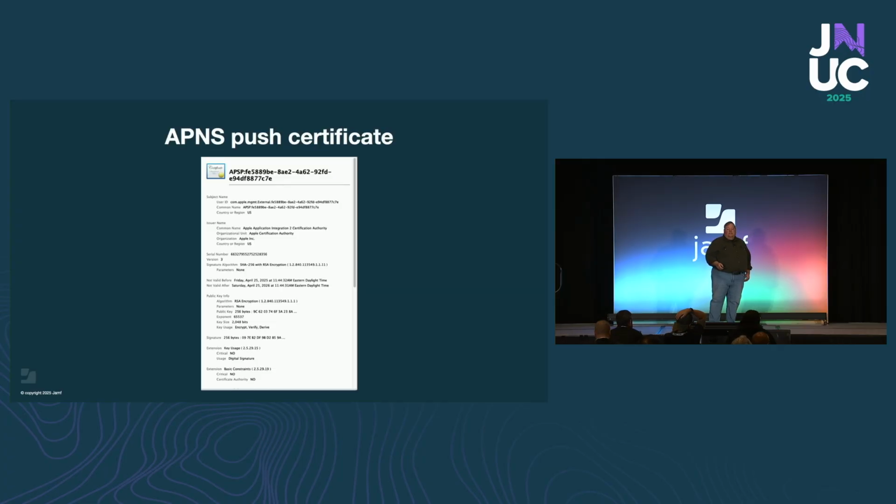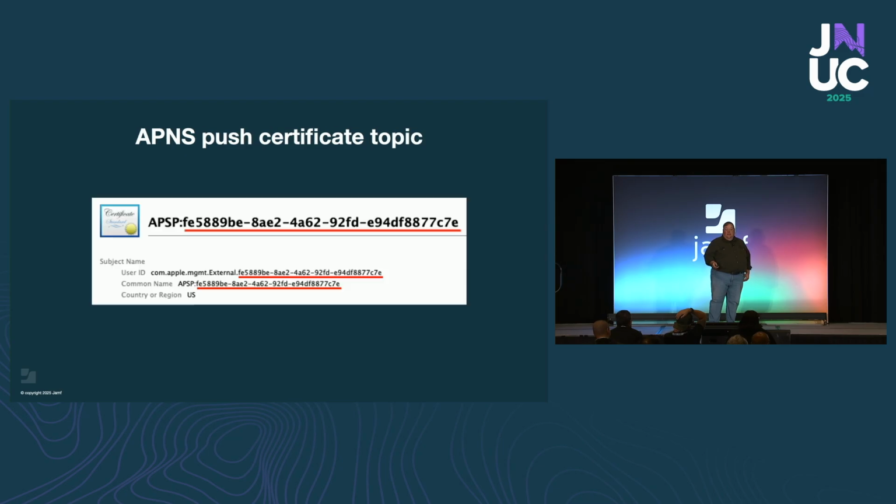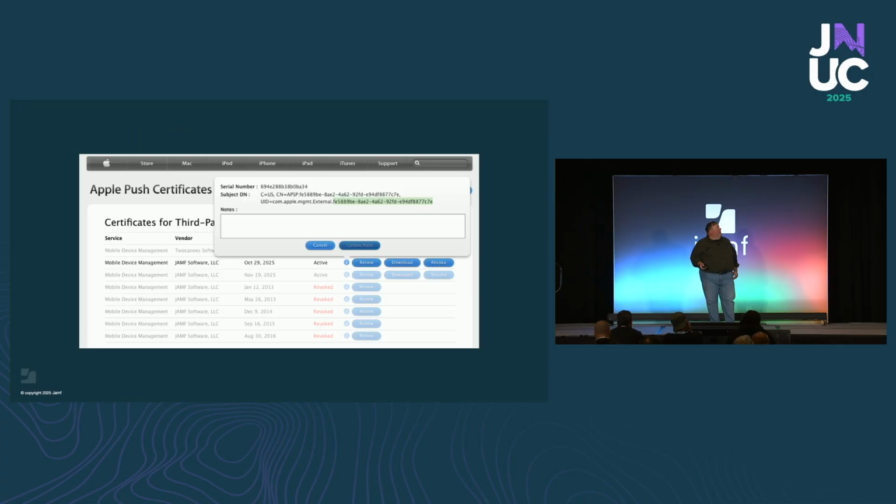So the first part is the certificate that I received from the push certificate portal. Now, when inspected, the certificate looks like this. The second part is what's known as the topic, which is a specific UUID identifier associated with your MDM server. The certificate generated by the push notification portal will include the topic in both the common name and user ID fields of the certificate. This information is also visible if you click the info button next to the relevant certificate on the portal page.